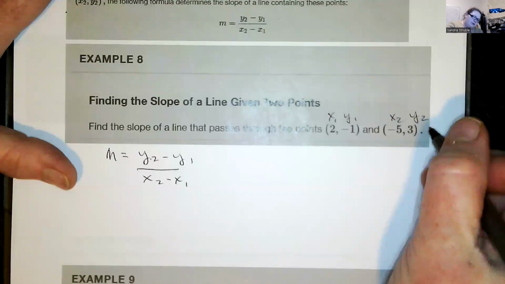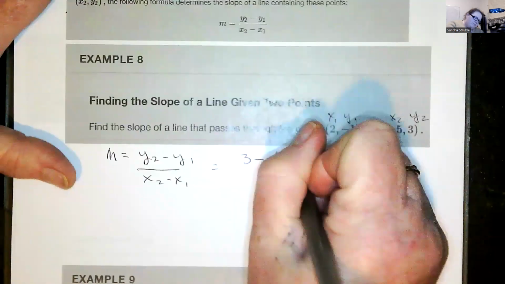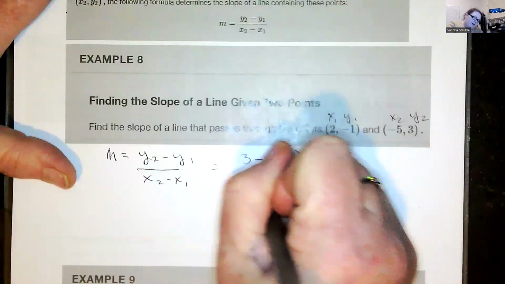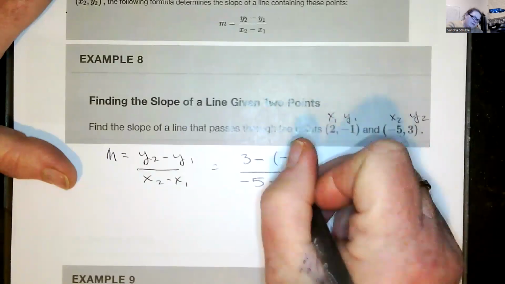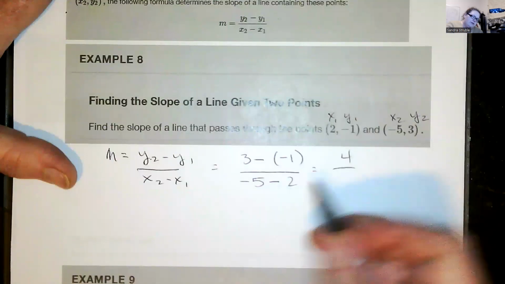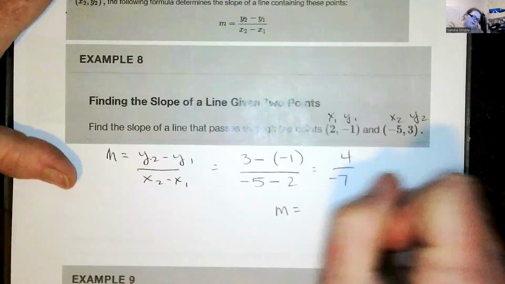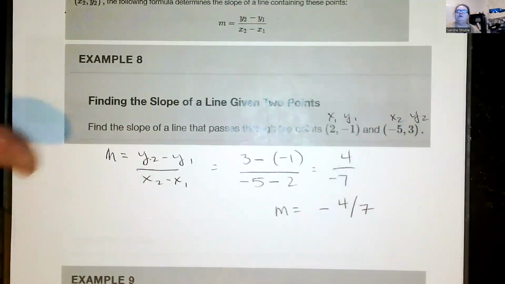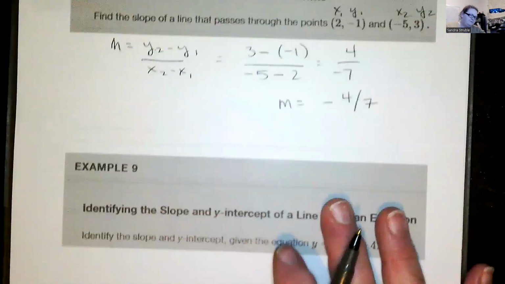So y sub 2 is 3 minus y sub 1 is -1 over x sub 2 is -5 minus x sub 1 is 2. So that gives us 3 plus 1 is 4. -5 minus 2 is -7. So m is equal to -4/7. And yes, you could put that in decimal format, but there's no reason to. All right, moving on.